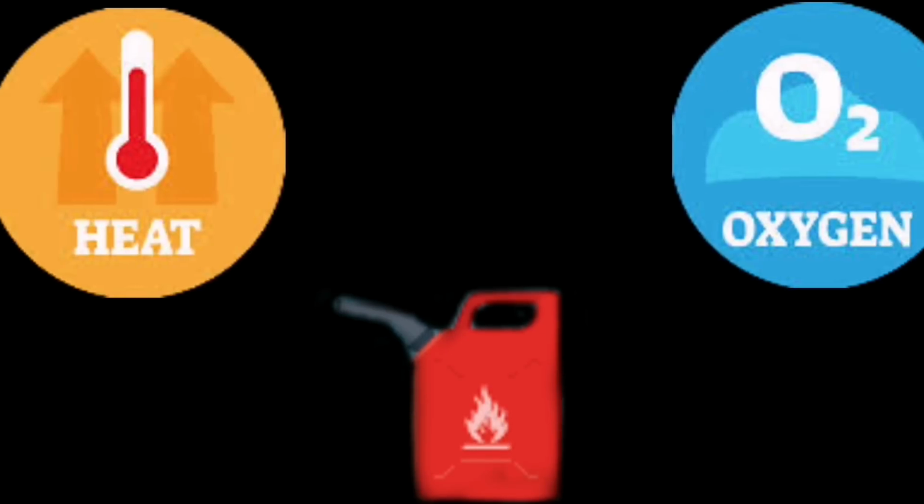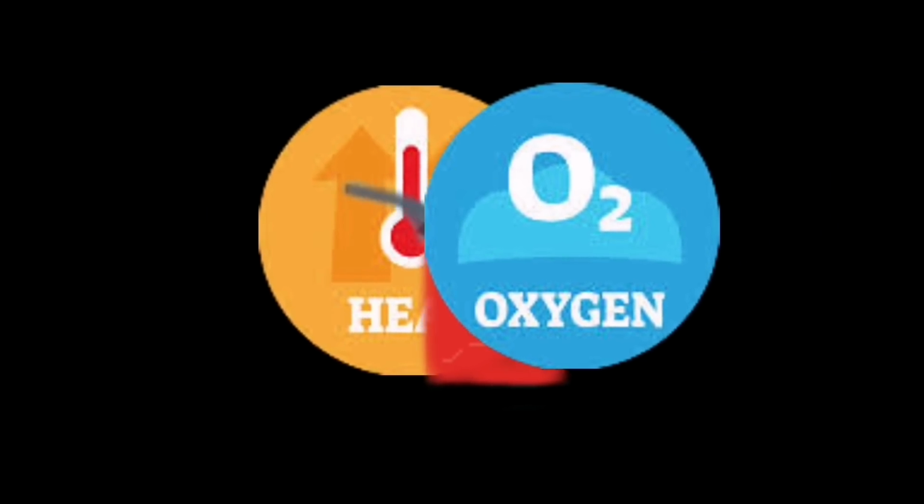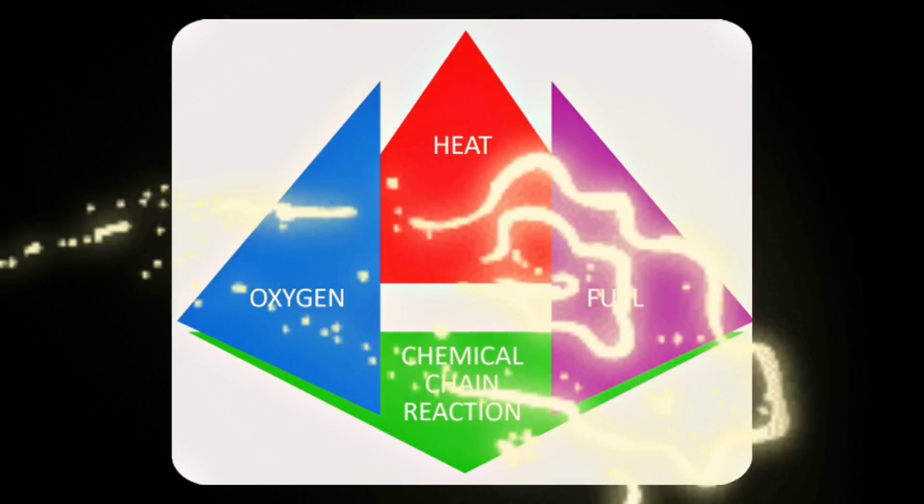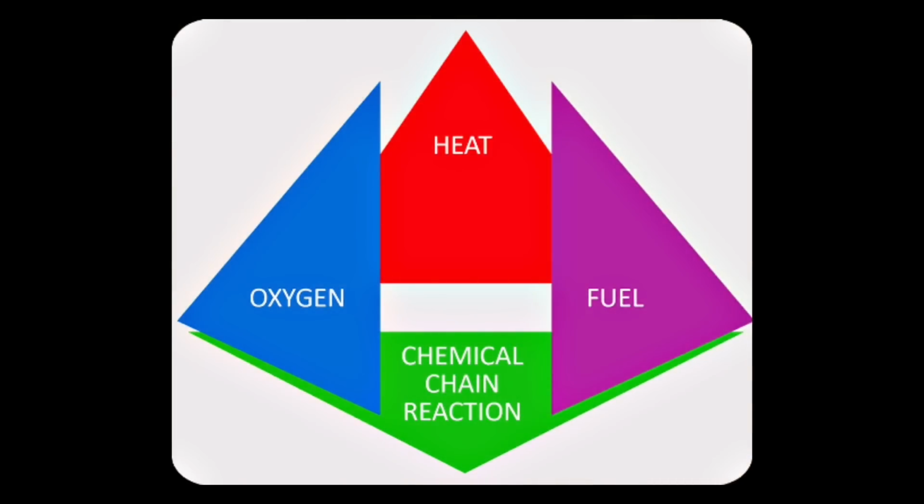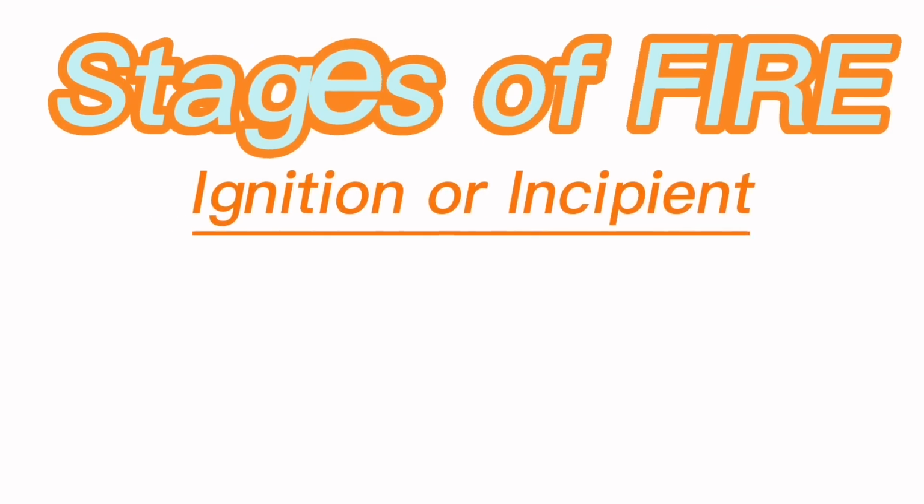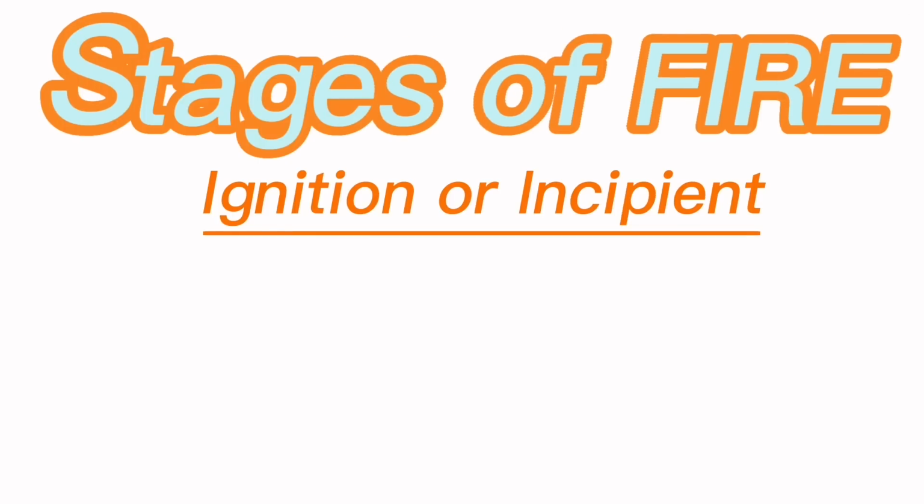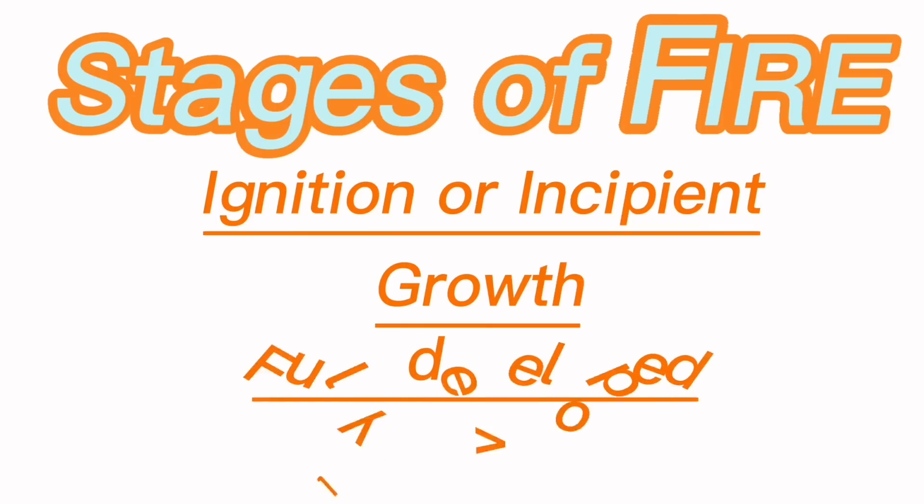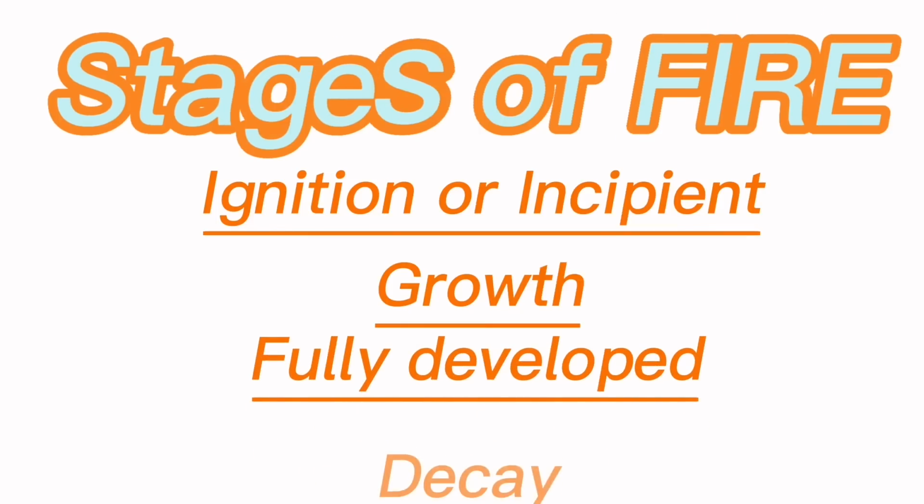When all 3 elements are present and combined together, they cause a chain reaction, which results in combustion, otherwise known as fire. This can be remembered as the fire tetrahedron. There are 4 stages of fire. Ignition or incipient stage. Growth stage. Fully developed stage. And decay stage.